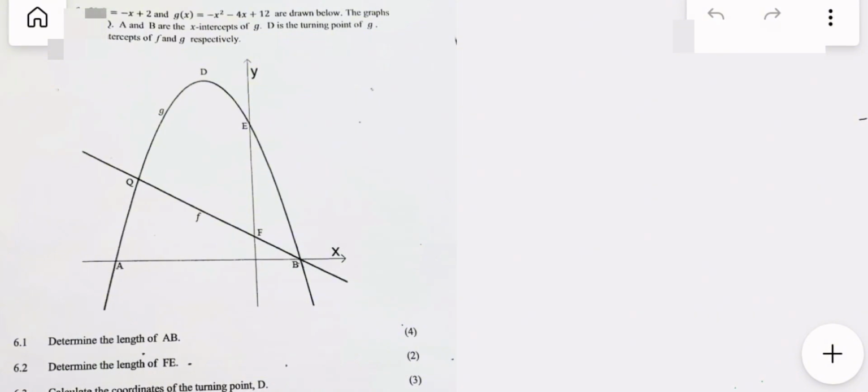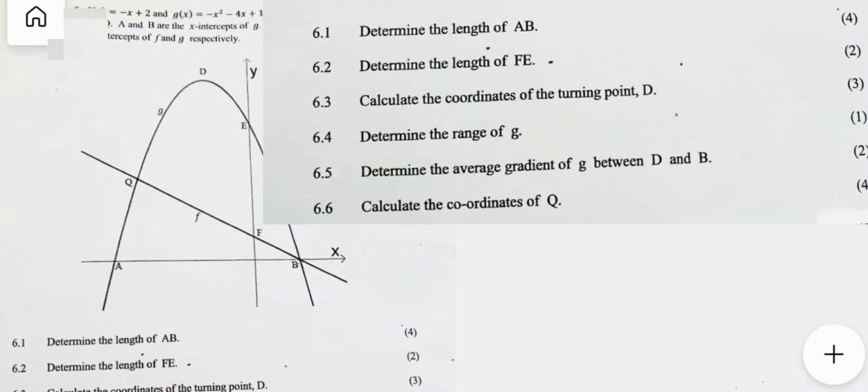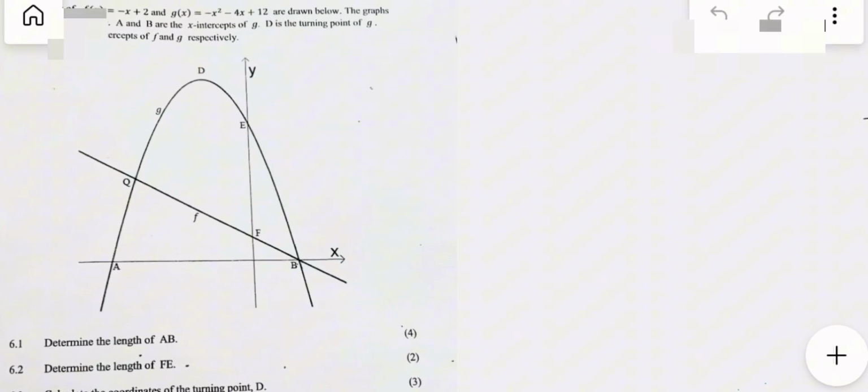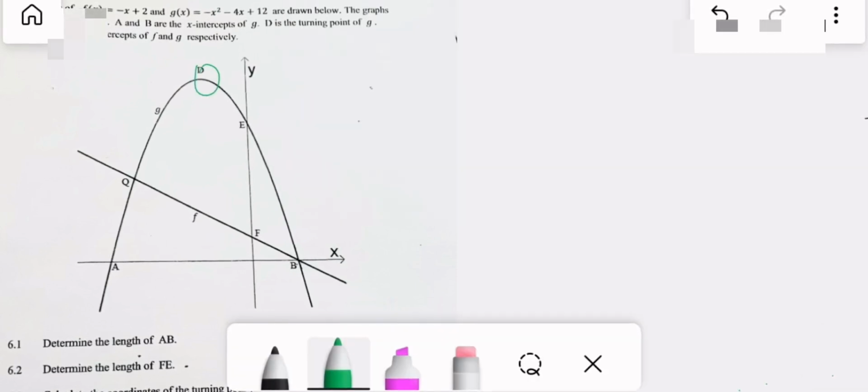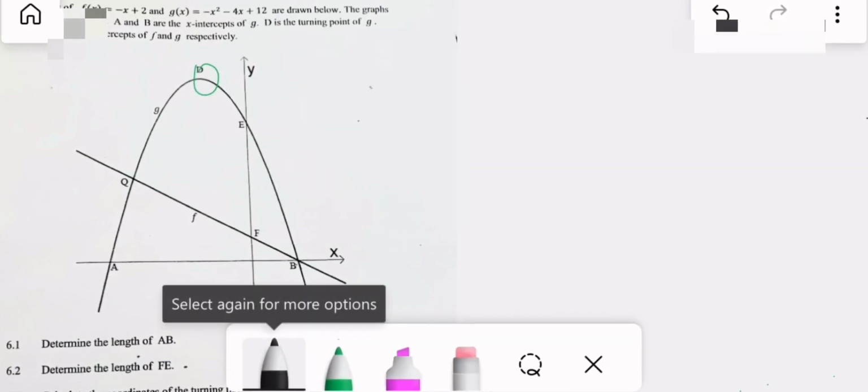Moving on to 6.3, calculate the coordinates of the turning point D. This is 3 marks. This is D here, the turning point of the graph of g.